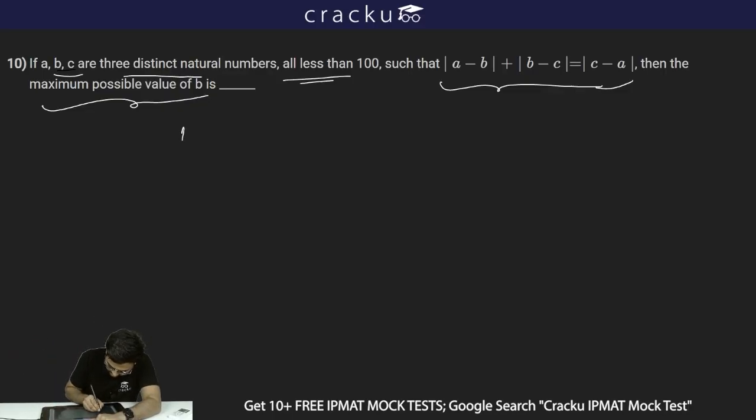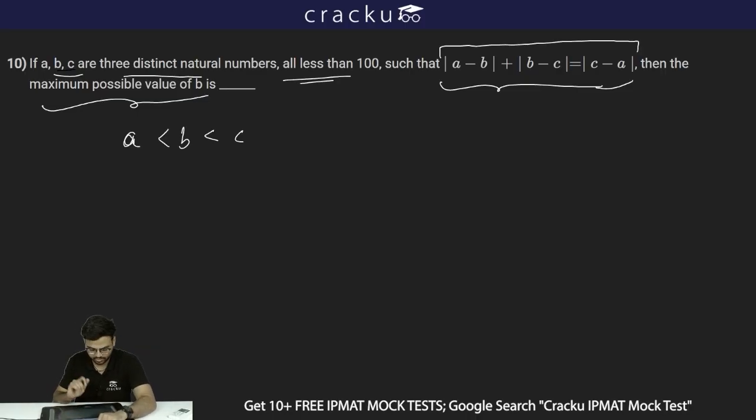There is case 1, which is A less than B less than C. B should lie between A and C. This condition is only possible when B lies between A and C. Now there are 2 cases, A less than B less than C or C less than B less than A.